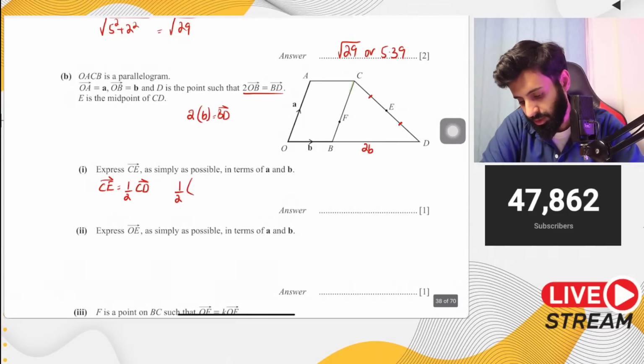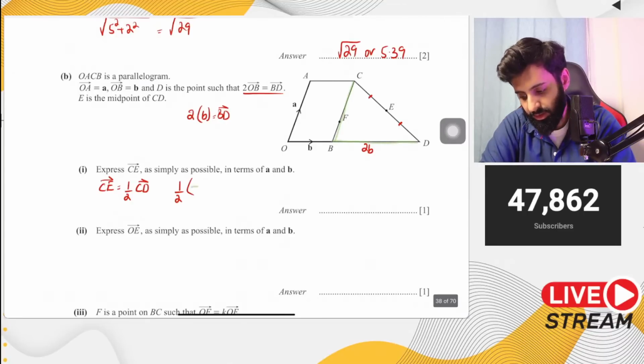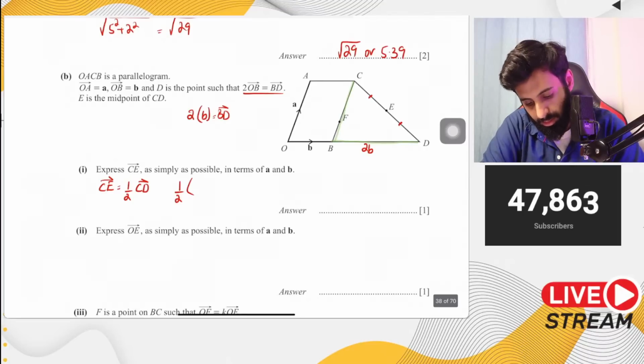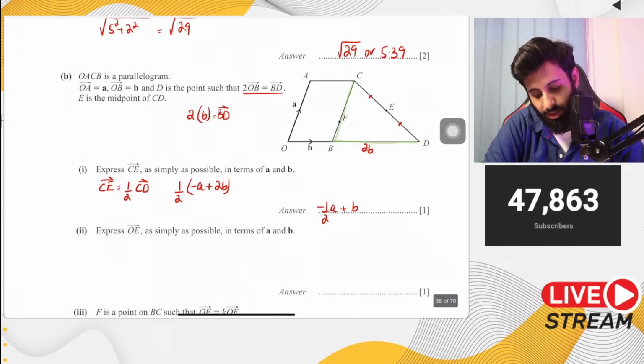I can go from C to B, and then from B to D. So C to B is going to be minus A. Let's write that down. C to B is minus A, and then B to D is 2B. So there you go, 1 upon 2, and if you want you can simplify it, so this will become minus 1 upon 2 A plus B, and there you go. That's your final answer. So minus 1 upon 2 A plus B is your final answer for CE.